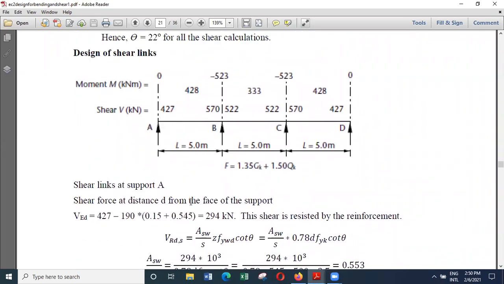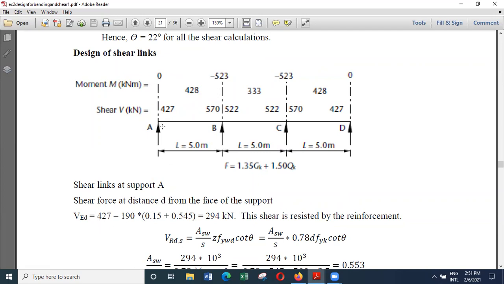So now we have to see what is the amount of shear links that we are going to provide. And the shear link requirement is determined at a distance d away from the face of the support. The shear link requirement can be determined at a distance d away from the face of the support.